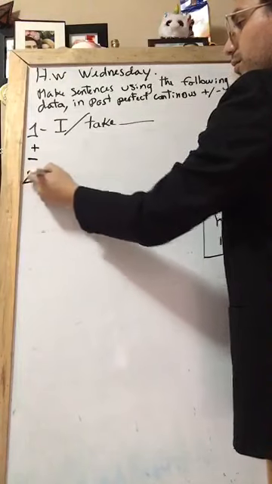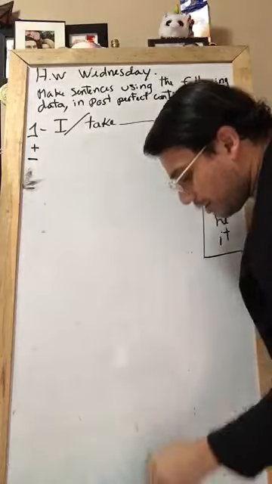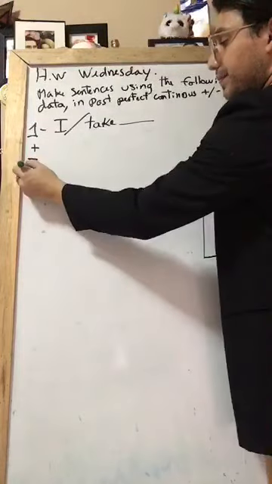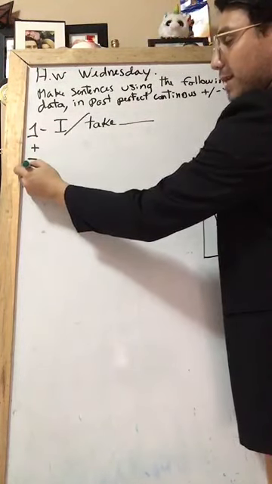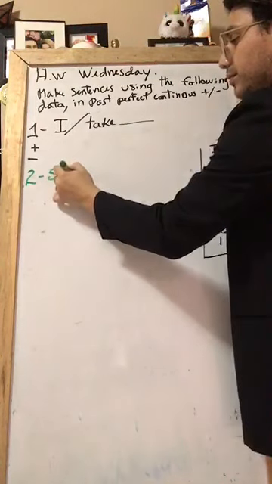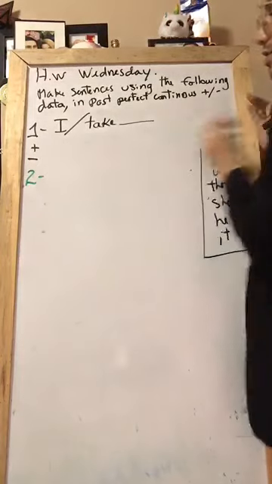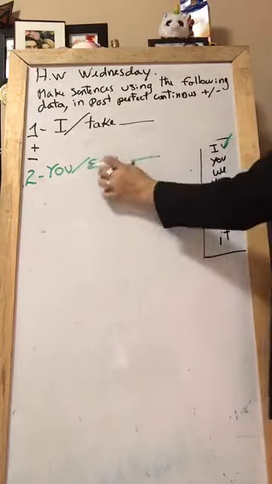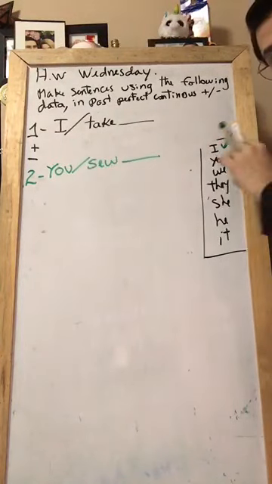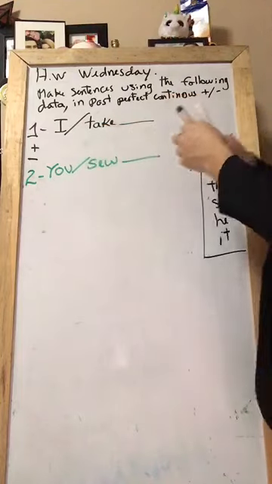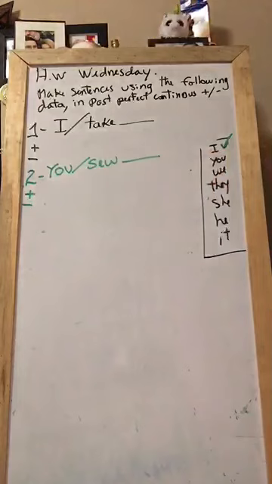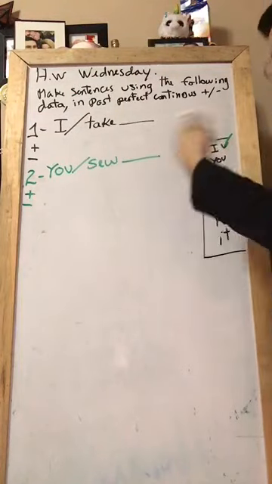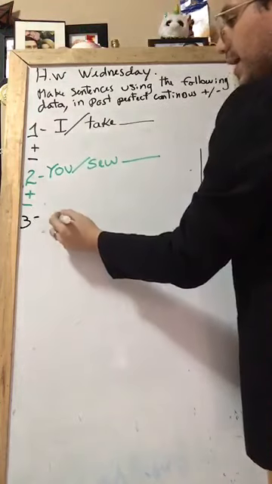For number 2, we are going to use the word sew. Oh wait, I need to write the noun first. So the next noun that I have is you. You mixed with sew. Now remember to write the present continuous form of the word sew. Sew is to use needle and thread to fix something. And then you are going to write a positive sentence, a negative sentence. You had been sewing a jacket. You hadn't been sewing. See? Very simple.